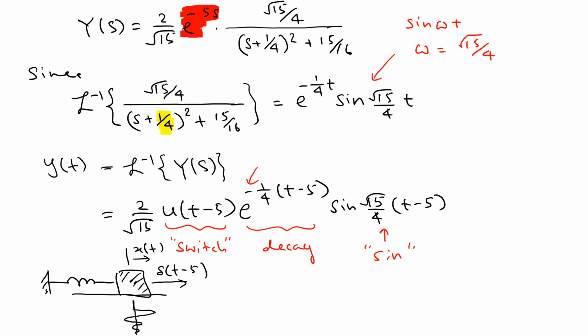If you have a system like that and you give it an impulse, it's going to move far away, and then slow down and stop. So let's look at the graph. We can graph this and see how it actually behaves.